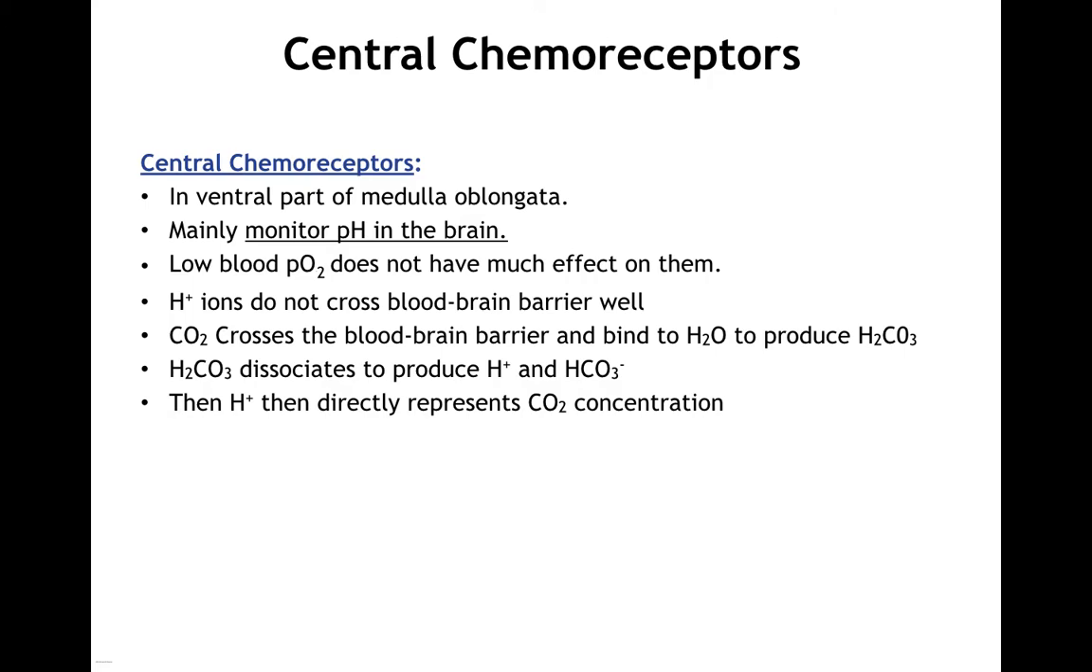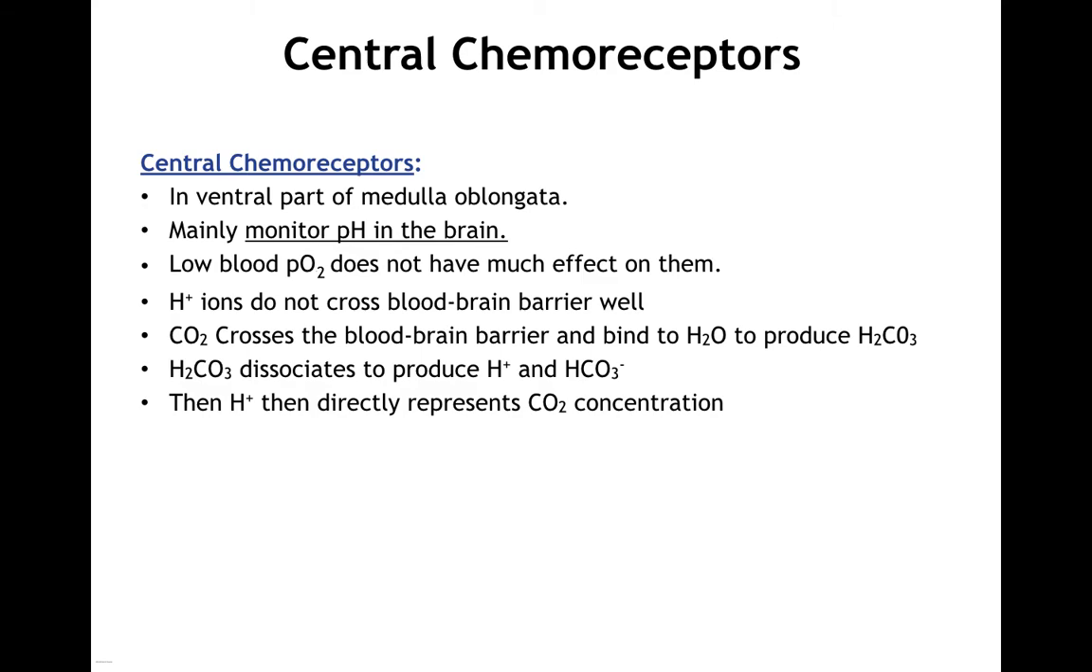There are central chemoreceptors in the ventral part of the medulla oblongata. They monitor pH in the brain. Low blood oxygen does not have much effect on these receptors. Hydrogen ions from the periphery don't cross the blood-brain barrier very well. But carbon dioxide does cross the blood-brain barrier.